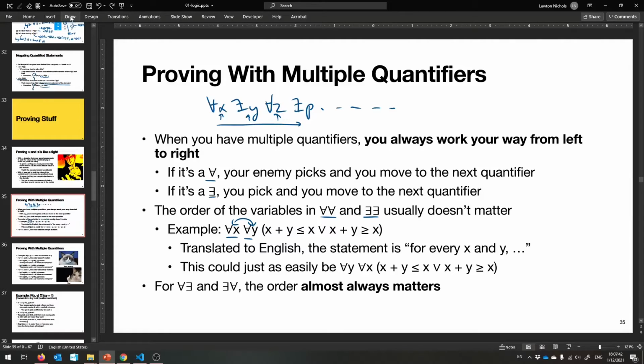And so if we were to swap y and x, it doesn't really matter, because this is just saying, for every y, for every x, it's true that this is true. So the order of picking doesn't really matter, because your worst enemy gets to go twice, right? And same for there exists, because you get to go twice. It's not a big deal, most of the time. But when you have different kinds of quantifiers, the order, unfortunately, almost always matters. And there's a huge difference between these two, and you cannot rearrange things.